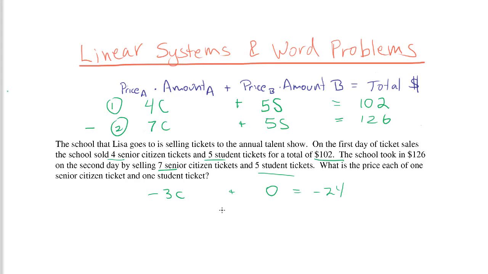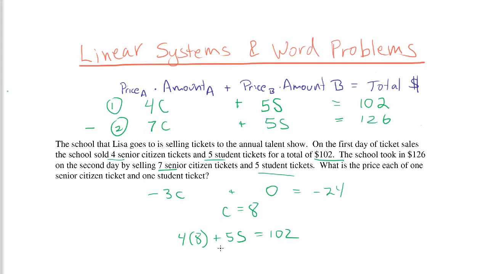I'm going to divide through by negative 3. C equals $8. So the price of a senior citizen ticket is $8. What's the price of a student ticket? Well, I'm going to plug that back into the equation. So 4 times C, which is 8, plus 5 times S, our student ticket price, must equal $102.